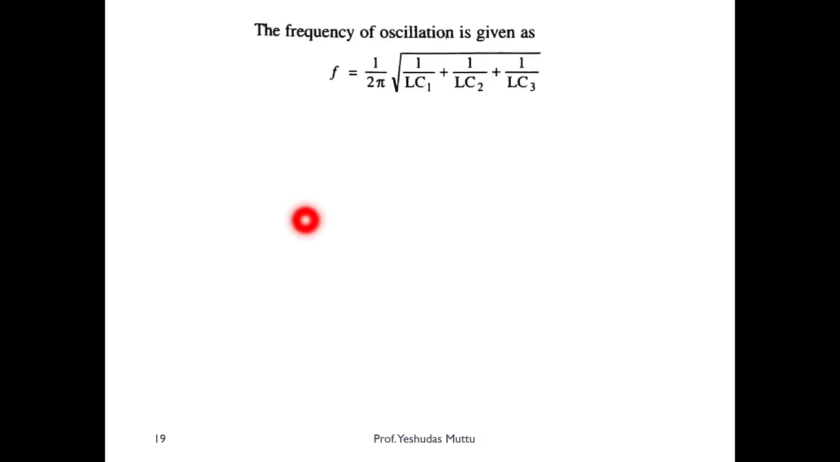And the frequency of oscillation, no need to derive it again. It is just a modification of the expression for Colpitt's oscillator. This was till here, it was for Colpitt's oscillator. Now the extra term is 1 upon L C3. Okay, that's it.